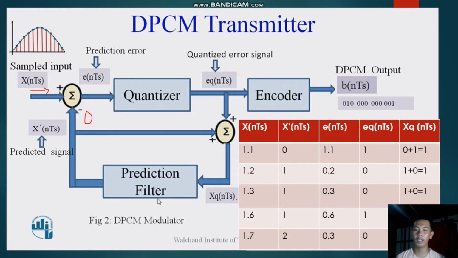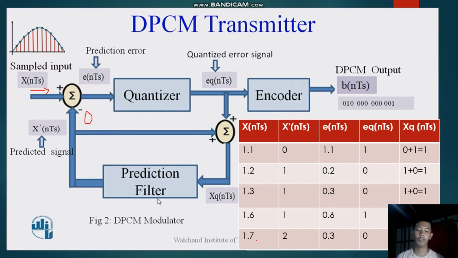Next, we have an input signal of 1.3. Our current predicted signal is 1. So 1.3 minus 1, our prediction error is 0.3. Our quantized error is 0. So xq sub nTs is equal to 1 plus 0, which is equal to 1. So this step is repeated until our last input, 1.7.